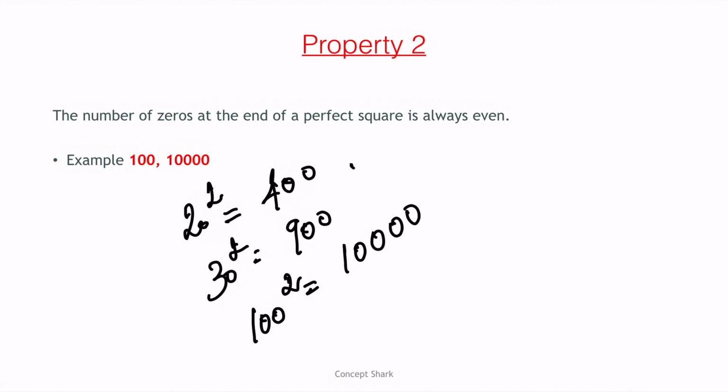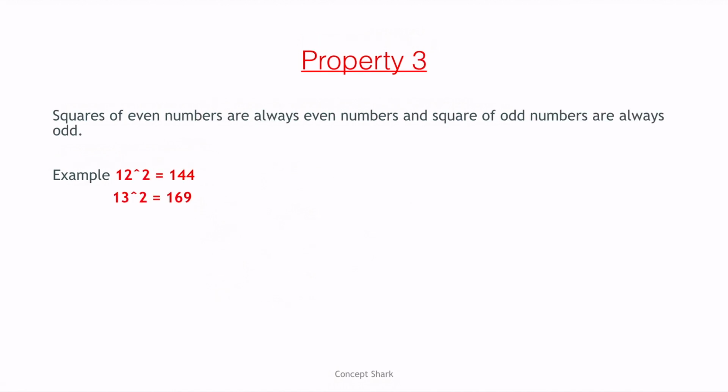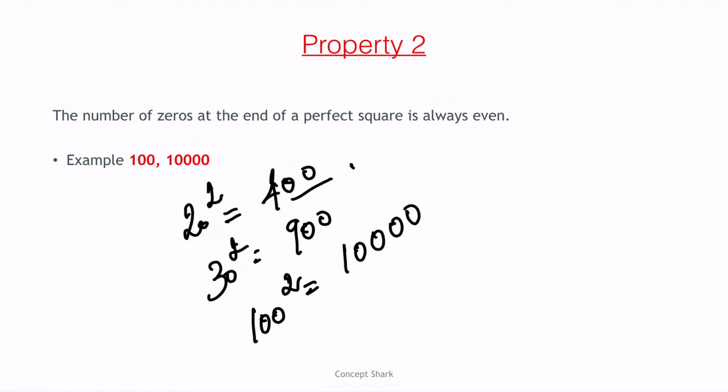20 square has 2 zeros at the end of the number. 30 square has again 2 zeros, and 100 square has 4 zeros. So 2 zeros is also an even number, 4 zeros is also an even number. From these numbers we can conclude that the number of zeros at the end of a square number is always even.